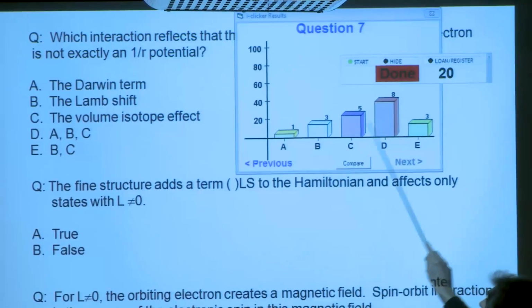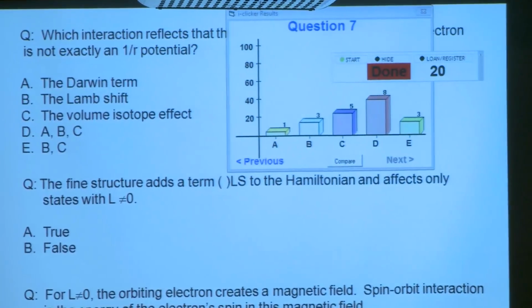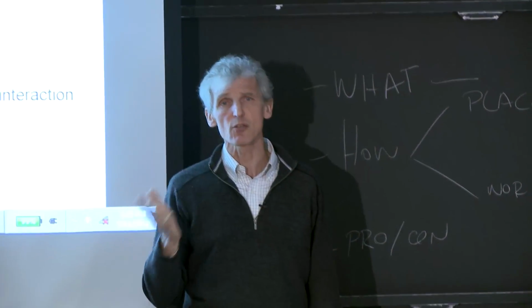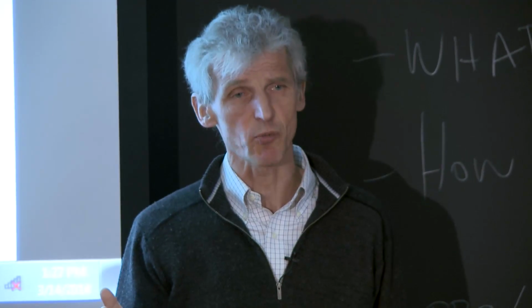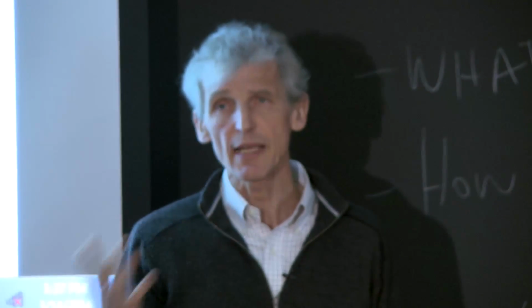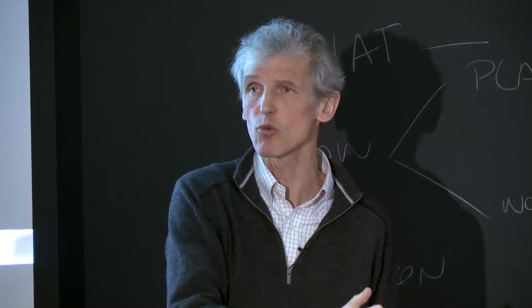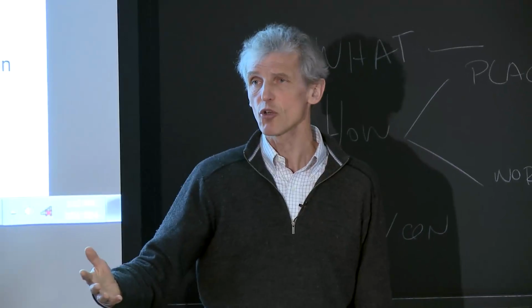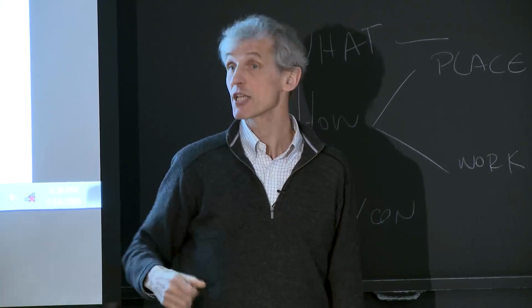The people who included the Darwin term, I would say the Darwin term is not a deviation of the 1 over r potential, because it's simply a way to explain the result of the Dirac equation. The Dirac equation uses exactly the 1 over r potential without any corrections. So if you want to understand the relativistic solution to the 1 over r problem, you include a term which in the non-relativistic equation slightly changes the Coulomb potential.